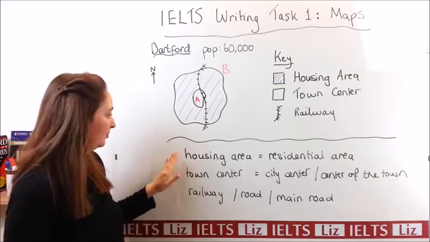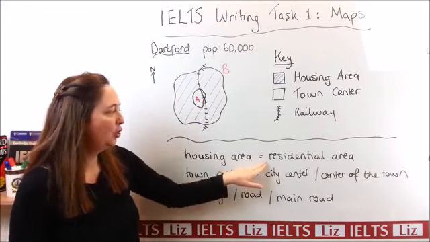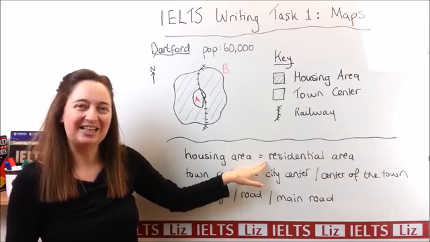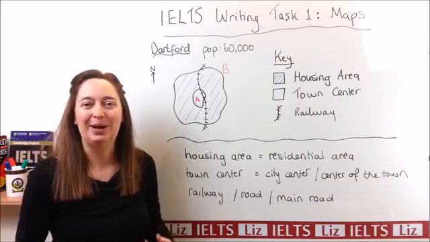The first one, housing area. So this large blue area. That could be written as the residential area. And residential area means the area where people live.